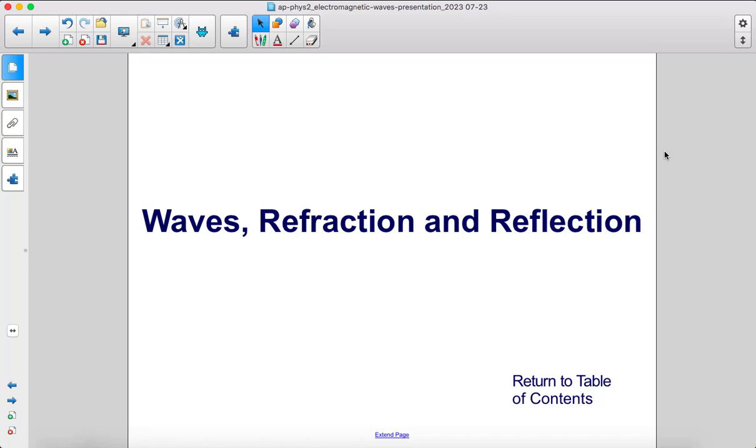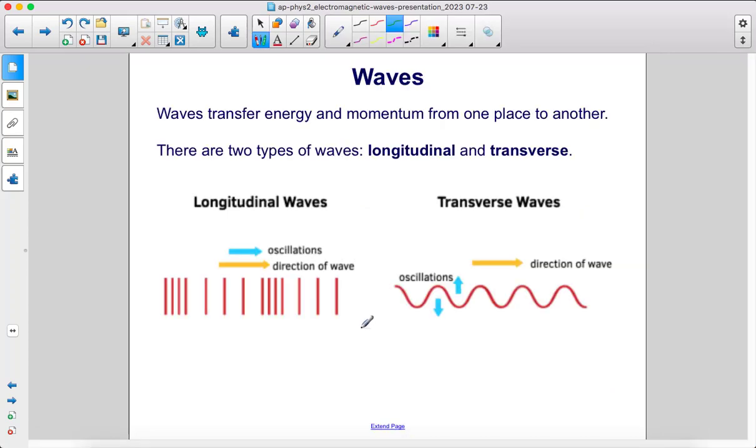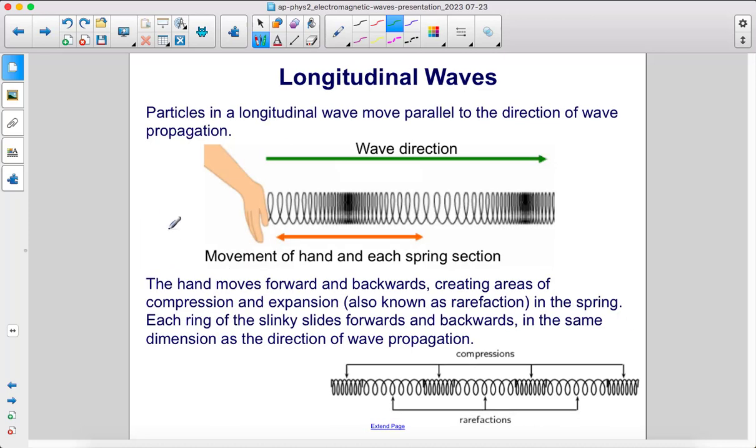Waves, refraction, and reflection. Waves transfer energy and momentum from one place to another. There are two types of waves, longitudinal and transverse. Particles in a longitudinal wave move parallel to the direction of wave propagation.